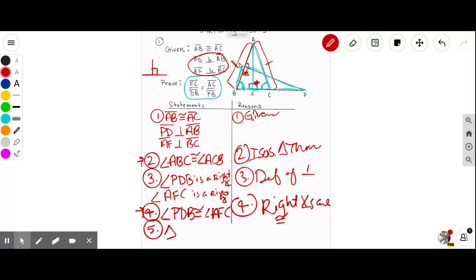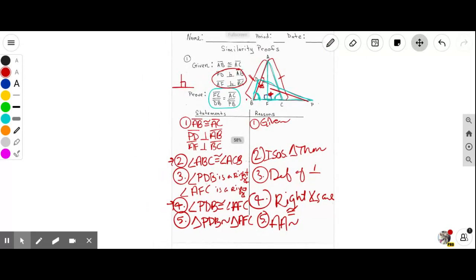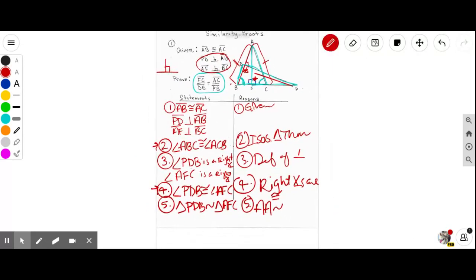So triangle PDB is similar to triangle, so PDB would be AFC. And that would be angle similarity. And now that I've shown that, I can say that those corresponding sides are proportional.